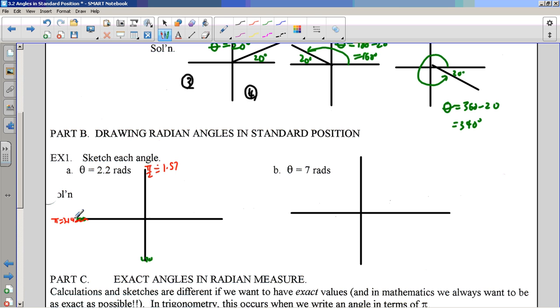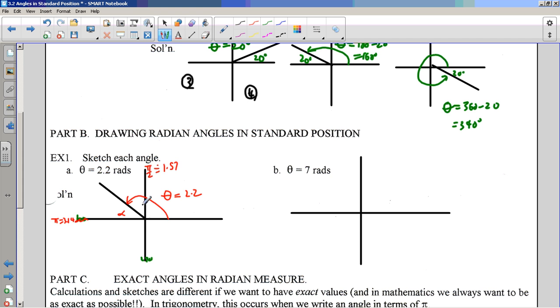And so notice that 2.2 is more than pi over 2, but it's less than pi. So this rotation angle is going to fall in this quadrant. This is theta here. It's 2.2. But of course, what's the reference angle? How much is this right here? I don't know what the reference angle is.